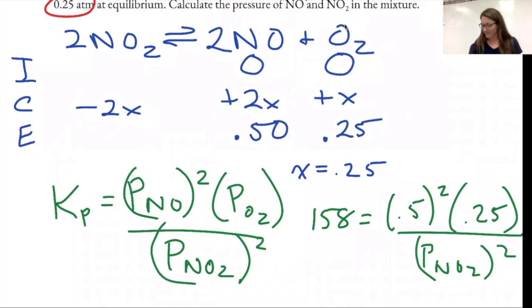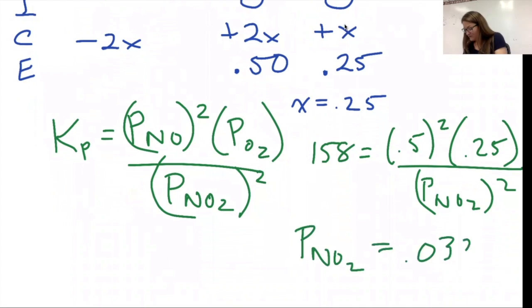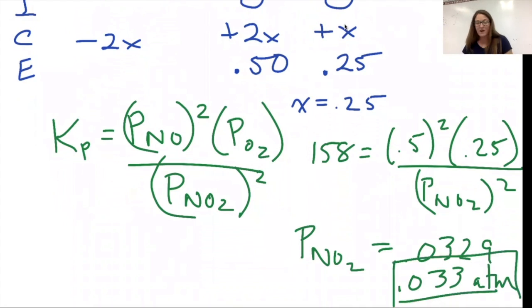Realize I'm going to need a calculator to solve this problem. So I'm going to do 0.5 squared times 0.25 divided by 158, and then I need to square root my answer, and we get PNO2 equals 0.0329, or 0.033 if I'm paying attention to sig figs, and my units are atm. That comprises one part of my answer, and this comprises the other part of my answer.